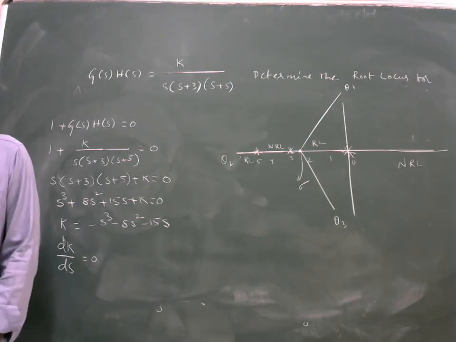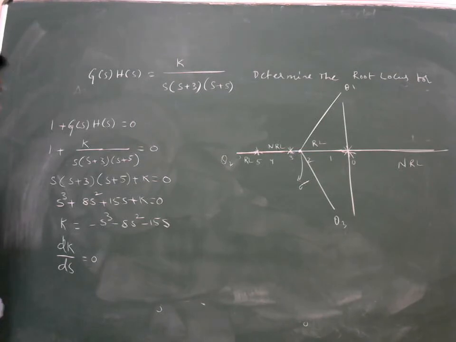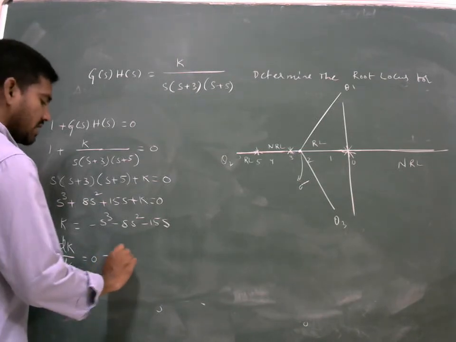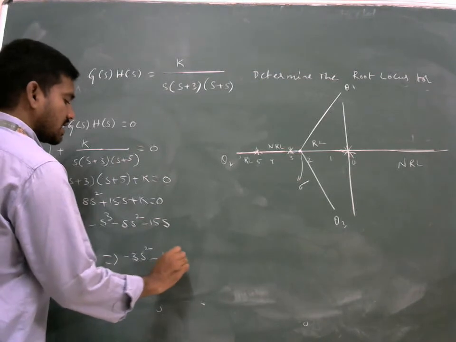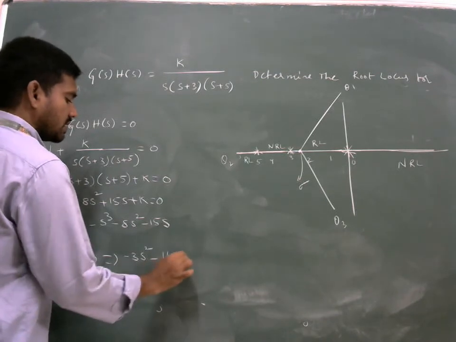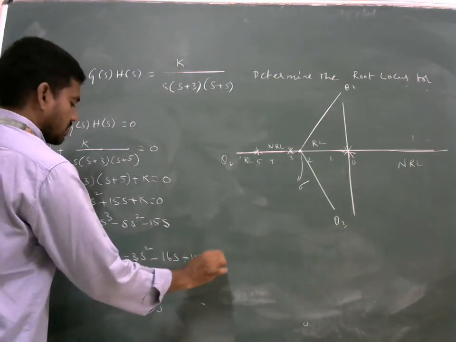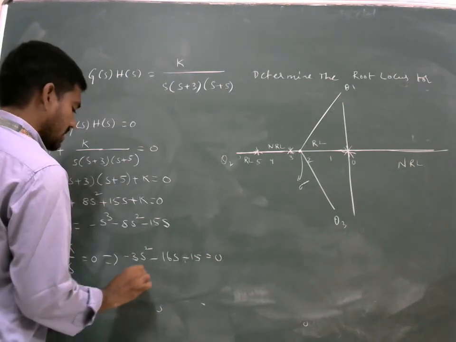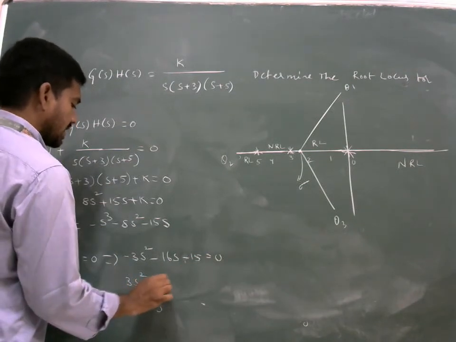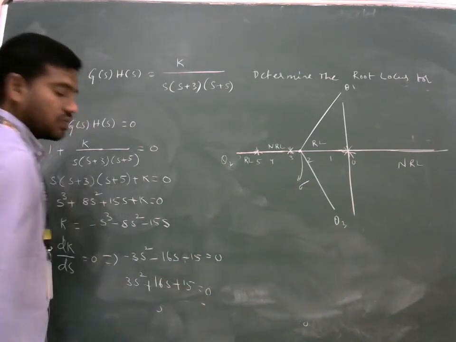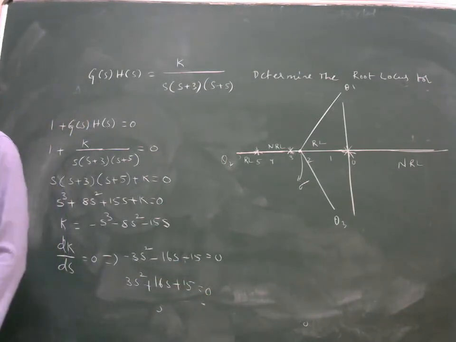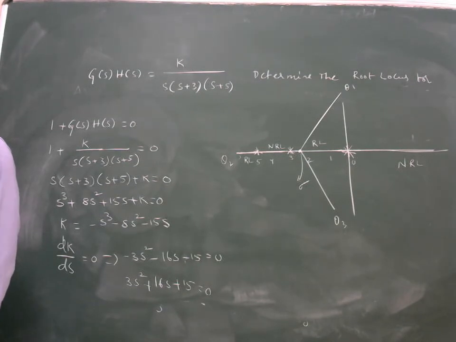If you are doing dk by ds, what are you going to get? Minus 3s square minus 16s minus 15 equal to 0. So that we are going to get 3s square plus 16s plus 15 equal to 0.